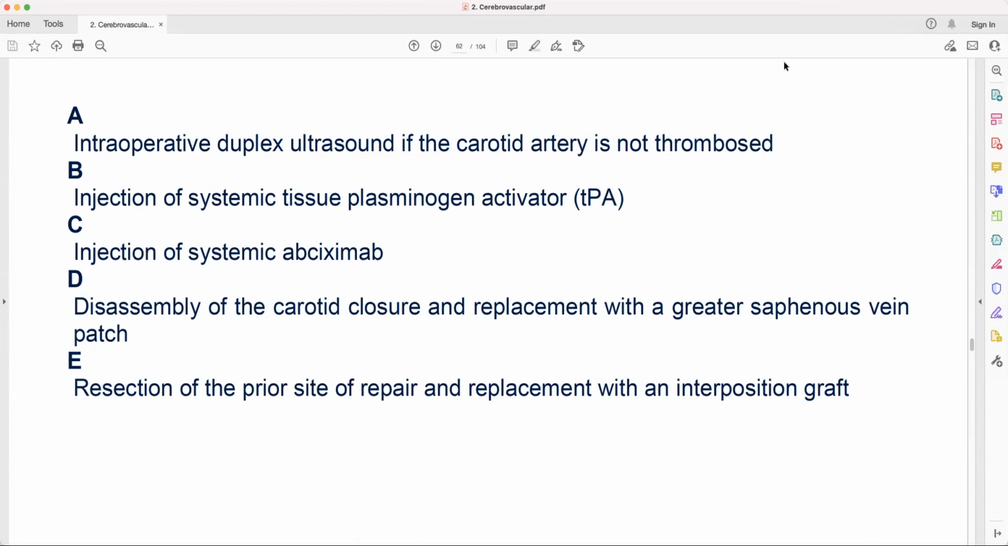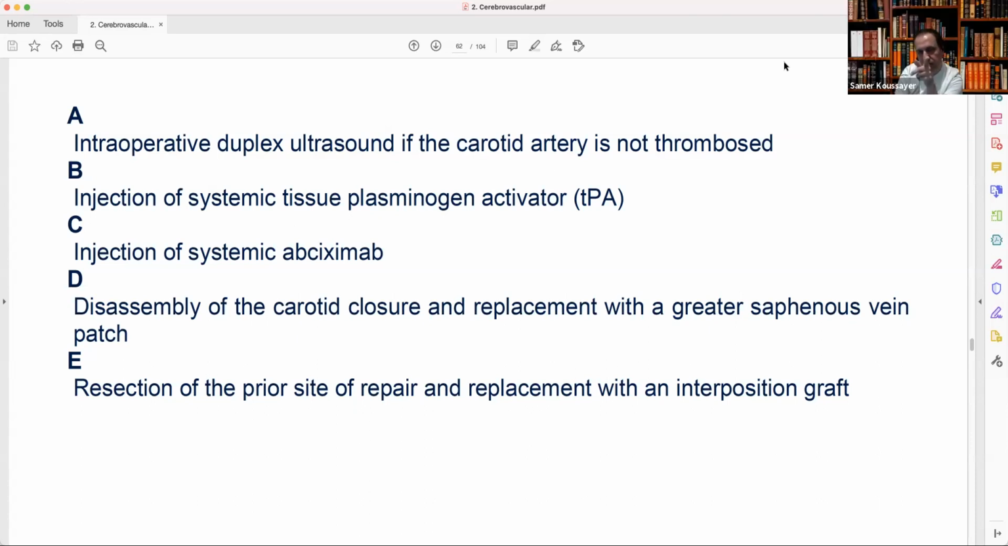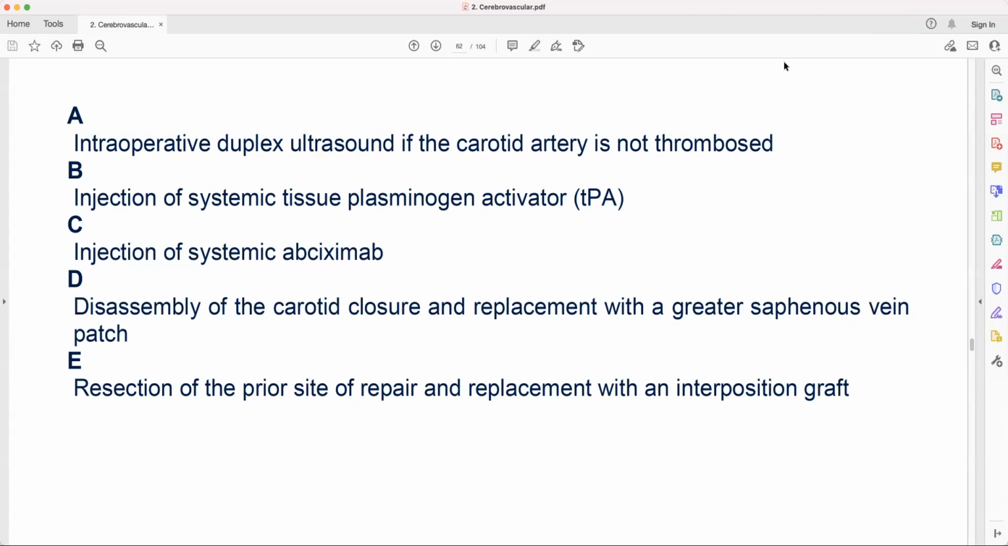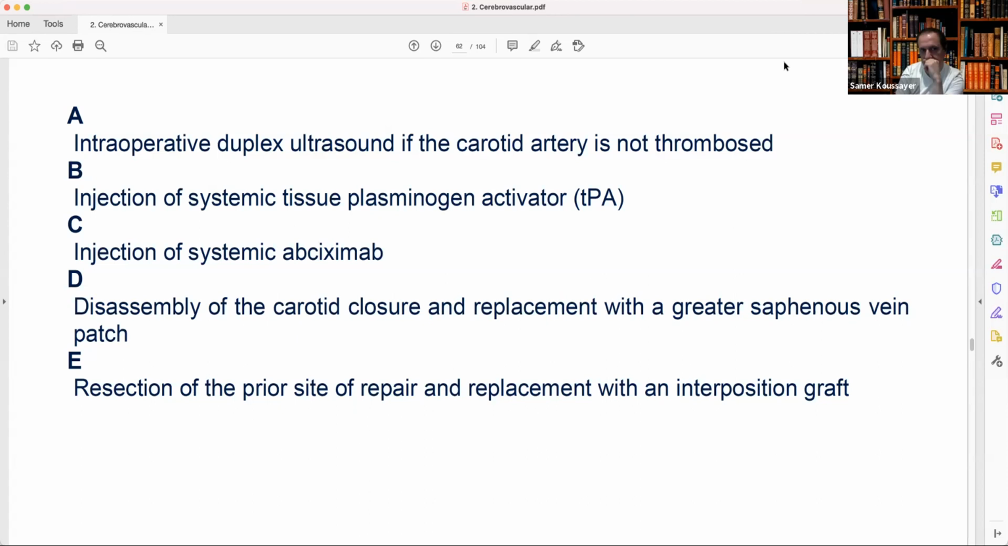Okay, next thing. Injection of systemic tissue plasminogen activator, TPA. You just finished the surgery, so it's not indicated, I think. Right. You can give it locally if you think it has an embolization. You give it local, but not systemic. Not systemic. Okay.